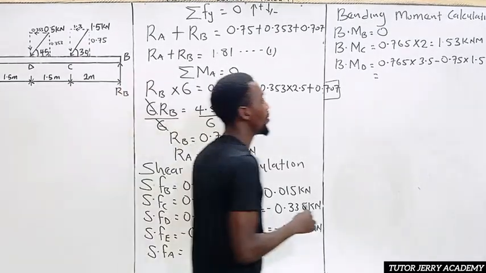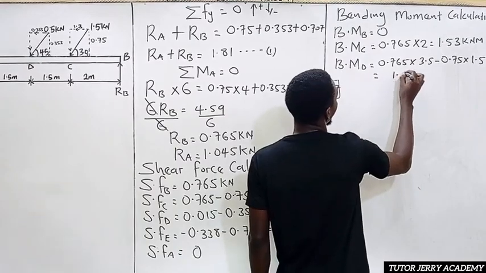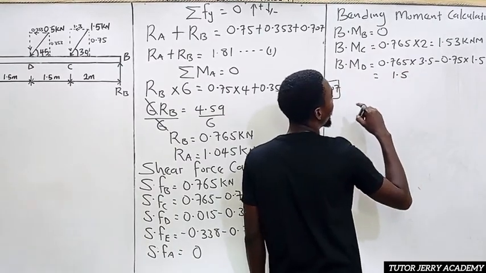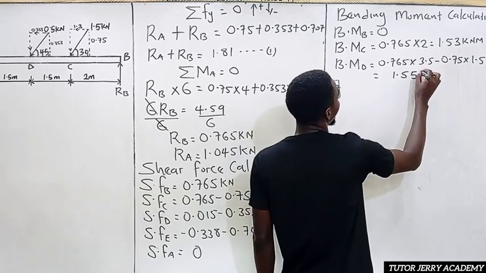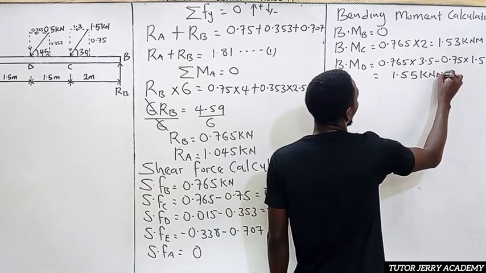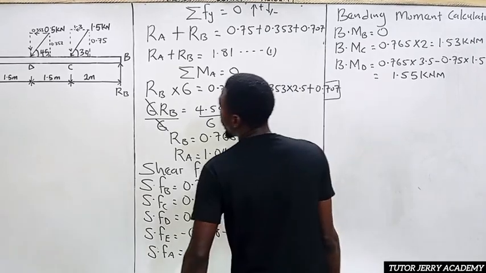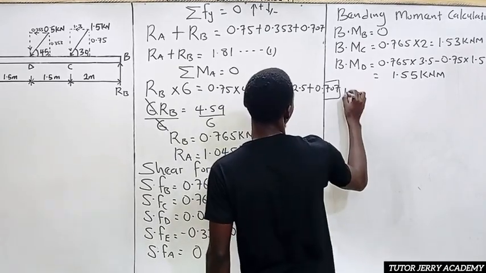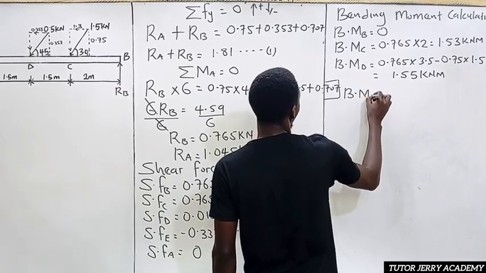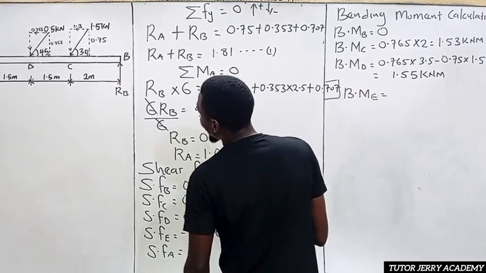1.5. So we are going to have 1.5, okay, 1.55 kilonewton meter. All right. So the bending moment at point E now. All right. So the bending moment at point E.